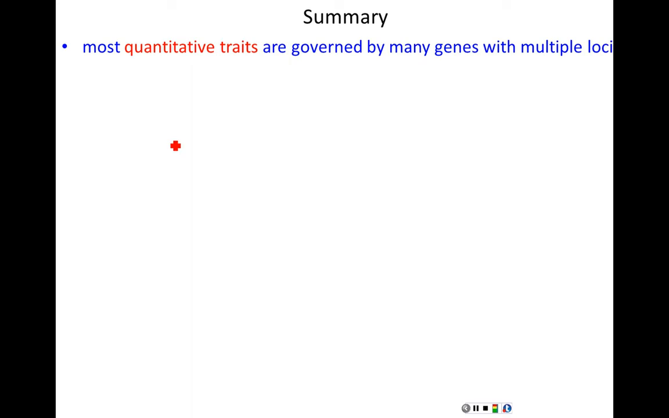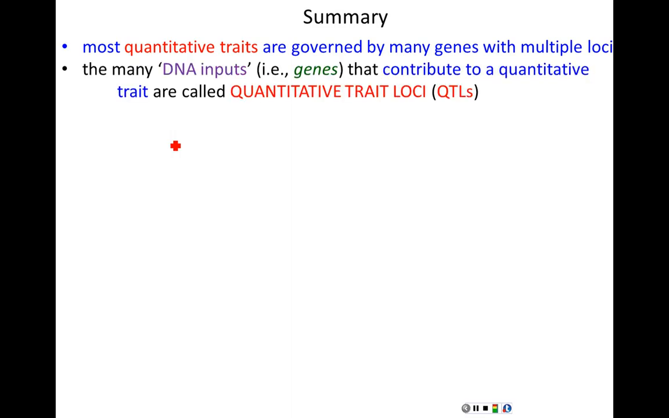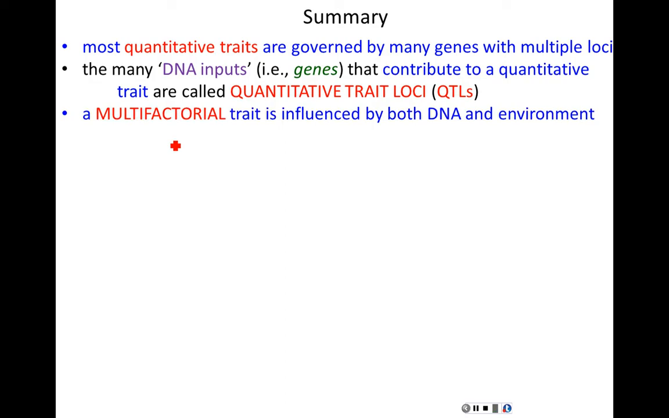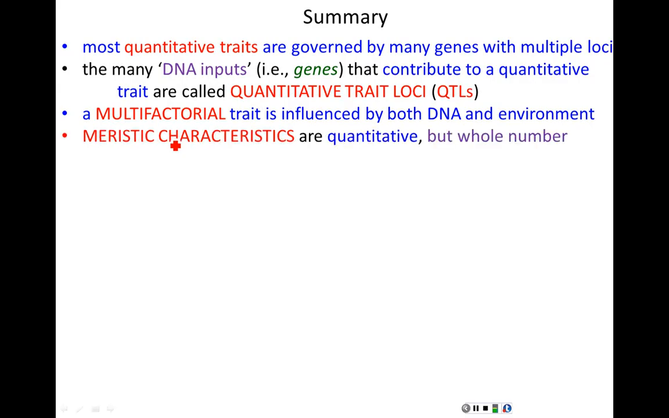So what did we talk about today? Well, we started off defining quantitative traits. Quantitative traits are those traits that are governed by many different genes, many different loci, these quantitative trait loci. The many different DNA inputs, those are genes, but other things as well, that contribute to a quantitative trait are referred to as QTLs. A multifactorial trait is a trait that is influenced both by a genetic component as well as environmental, and indeed most traits, certainly in our species, are multifactorial.